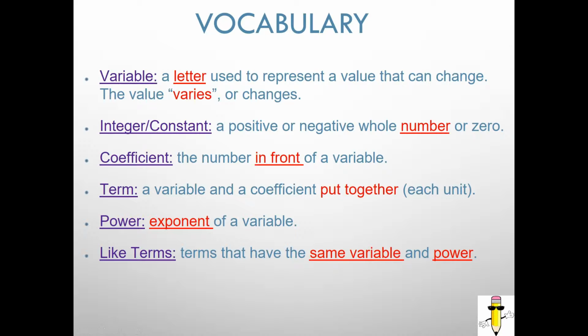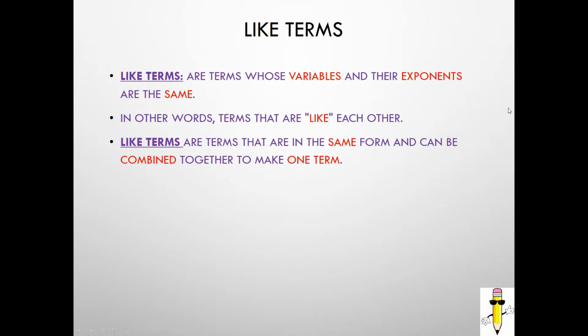We're going to talk about a variable, and a variable is a letter used to represent a value that can be changed. The value varies or changes. Integers or constants are positive or negative whole numbers or zero. A coefficient is the number in front of the variable. A term is a variable and a coefficient put together, each unit. Power is an exponent of a variable. And like terms are terms that have the same variable and power.